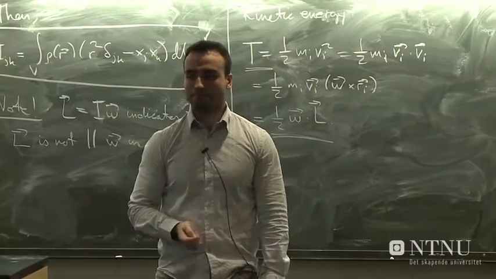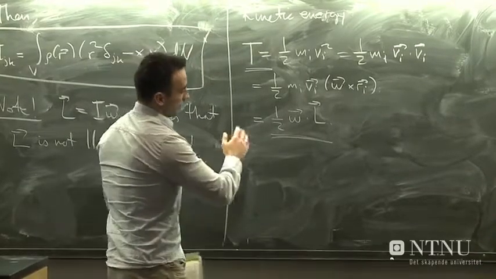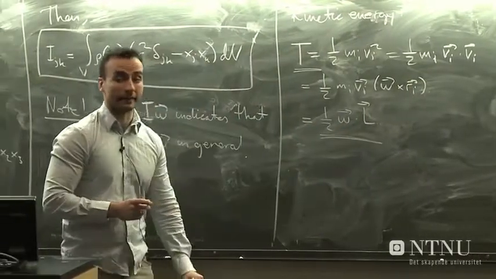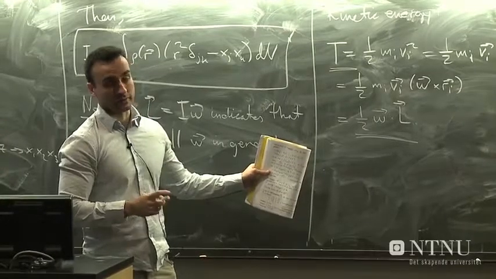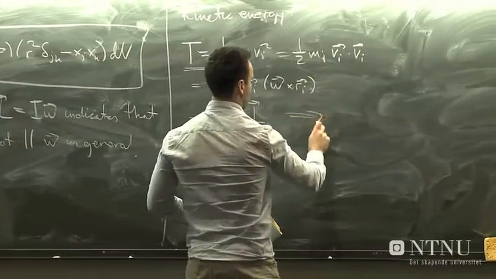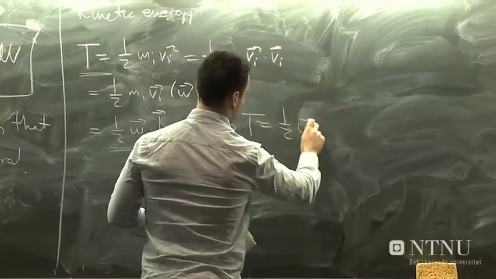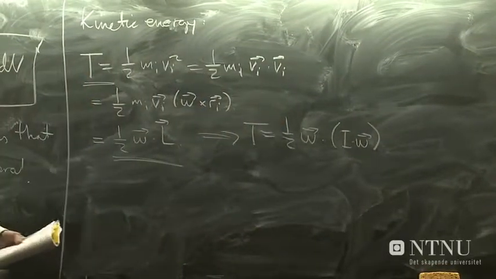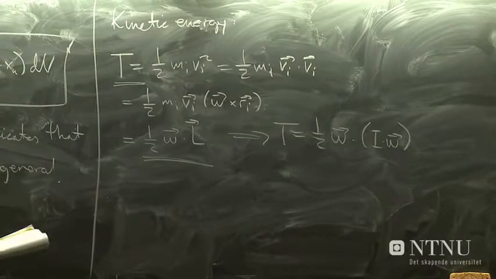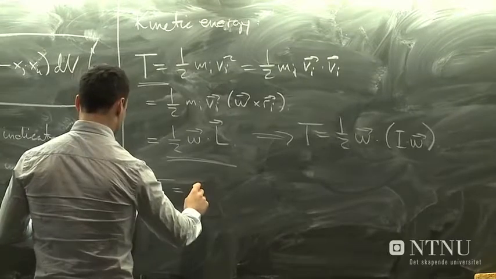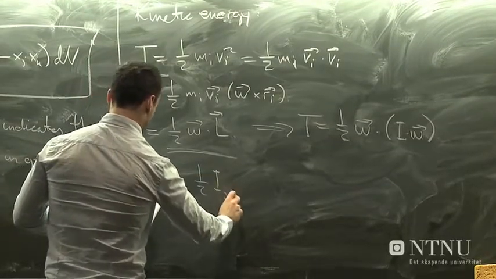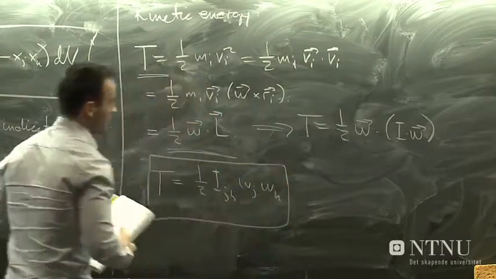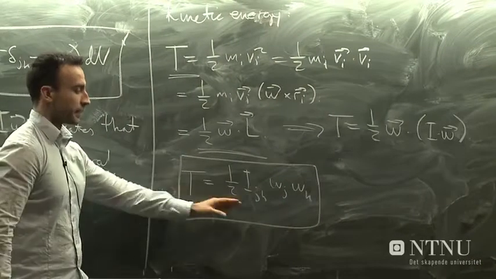Okay, we'll get started again. So we have just derived the kinetic energy in terms of the angular velocity vector omega and the angular momentum L. So if we now insert our expression for L here, we get this. Or in component form, the kinetic energy can be written in the following way.